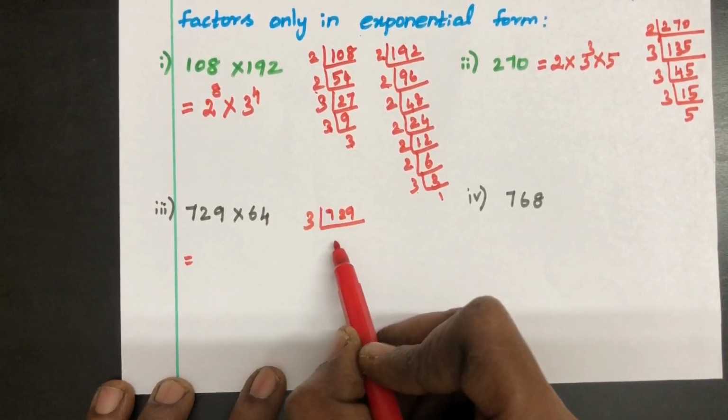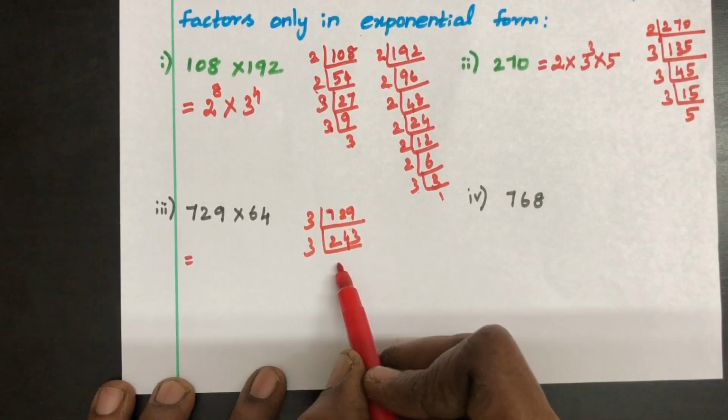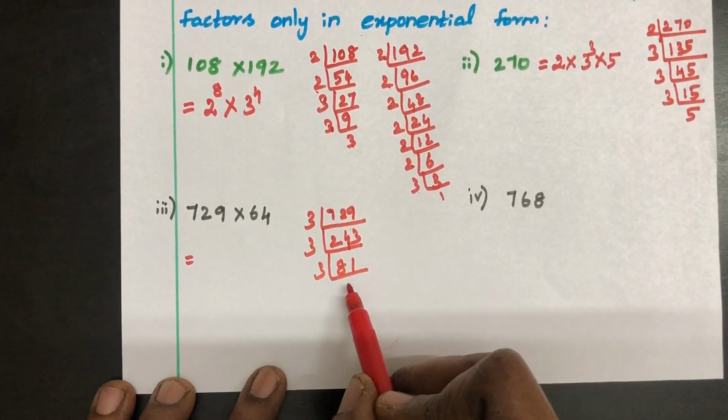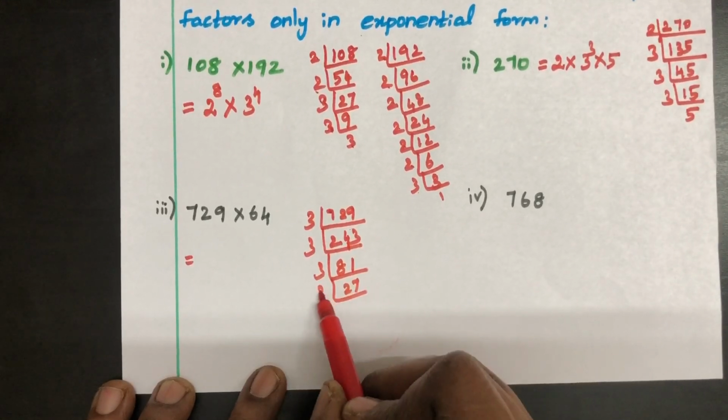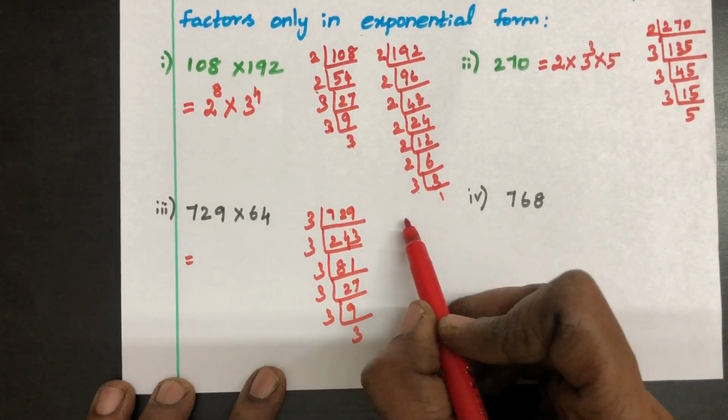3 can divide this, right? 2, 4, 3. 3 can divide this. 8 times 1. 3, 27. Again 3 can divide 9 times. 3 can divide 3 times.